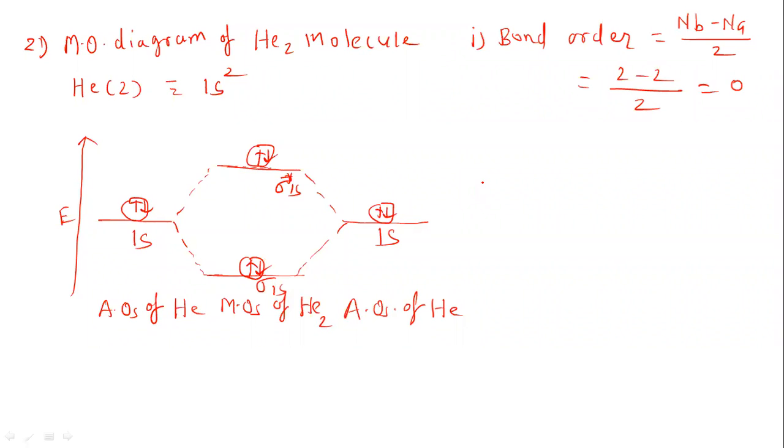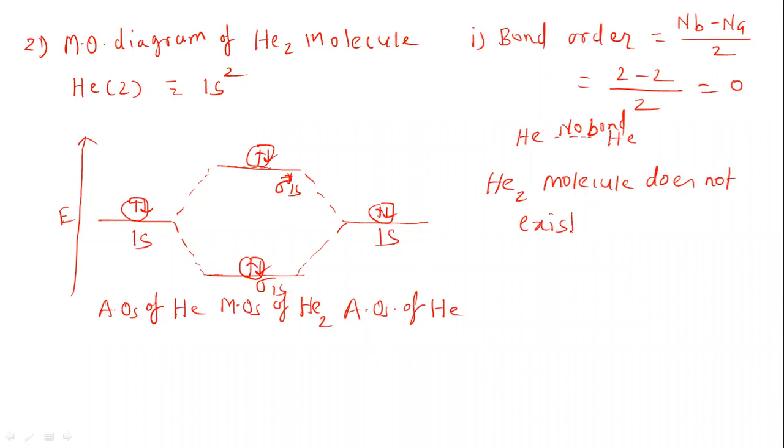Bond order is 0. It means that the helium molecule does not exist. Bond order 0 indicates that there is no bond between the two helium atoms. No bonding is there. Bond order is 0, so no need to write the remaining part, that is, the electronic configuration and magnetic behavior. As there is no bond, the helium molecule does not exist.